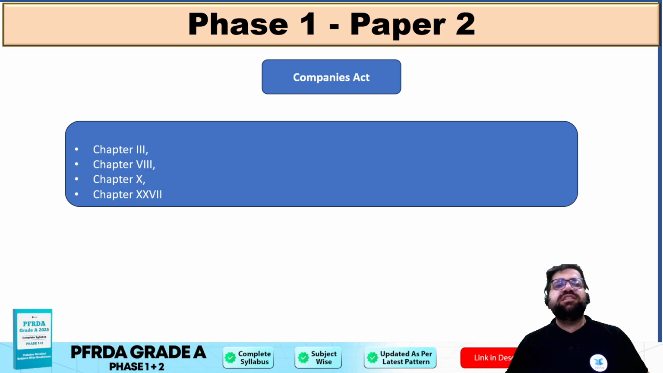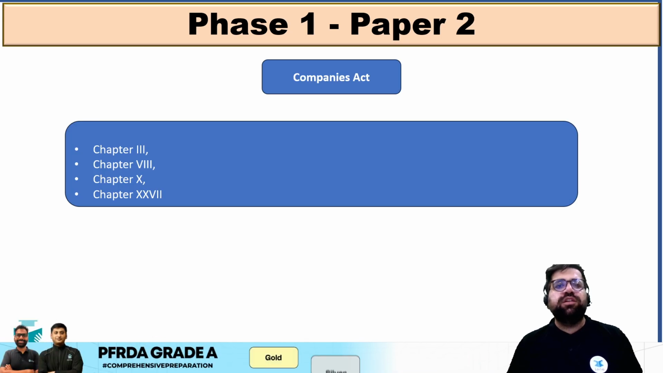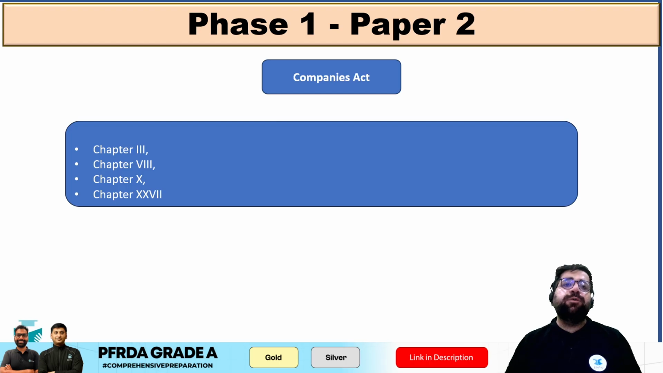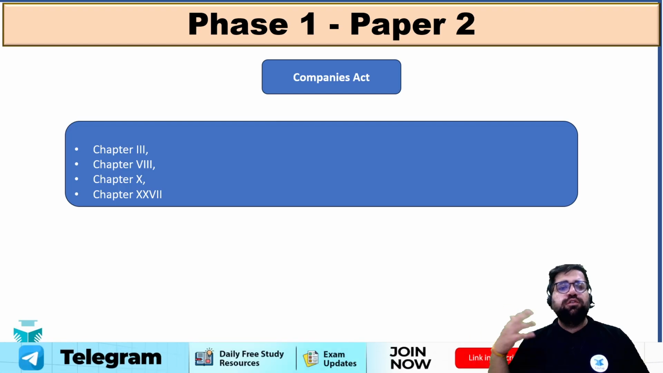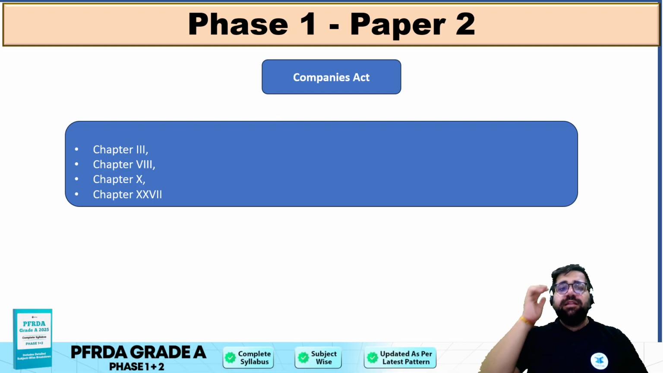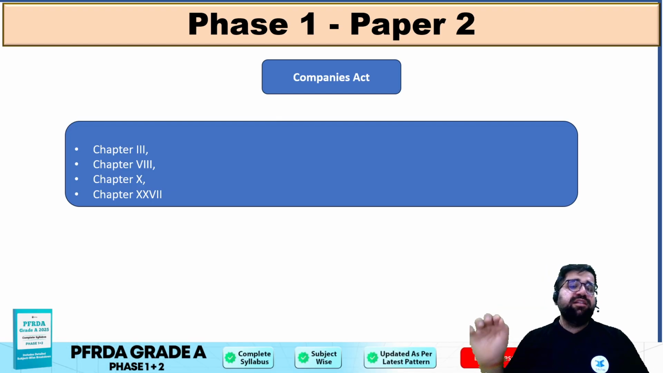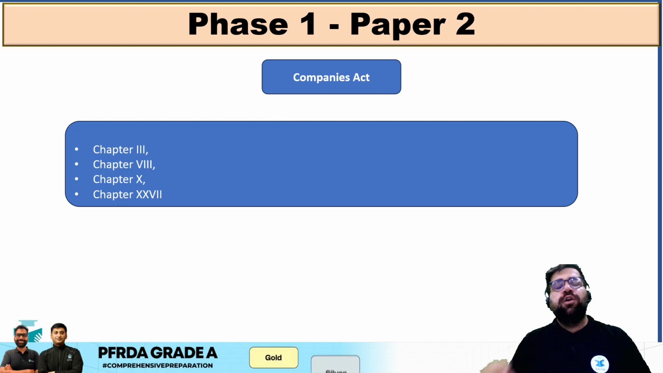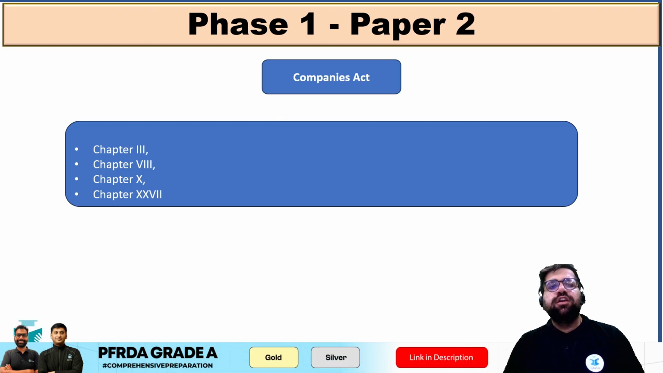Last but not the least is your Companies Act. Now in Companies Act, already the syllabus is given to you in the notification and in the guidebook which we are providing you for free. But out of all those chapters, you have to focus on 4 chapters right now. First is chapter number 3 of Companies Act 2013. Then is chapter number 8 of Companies Act 2013, chapter number 10, and then chapter number 27 of the Companies Act 2013. So these will be my important chapters for Companies Act.